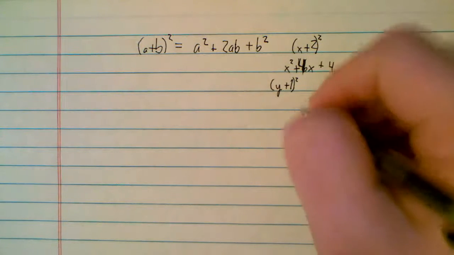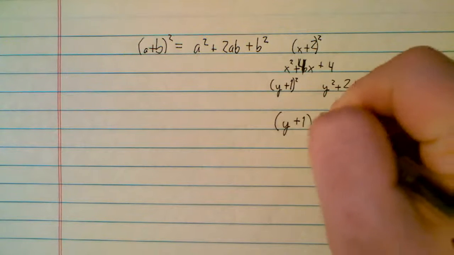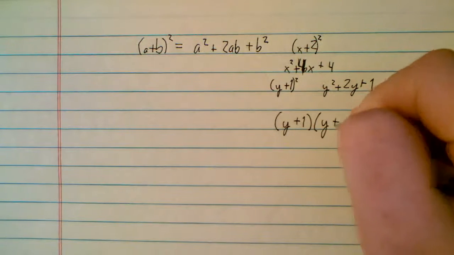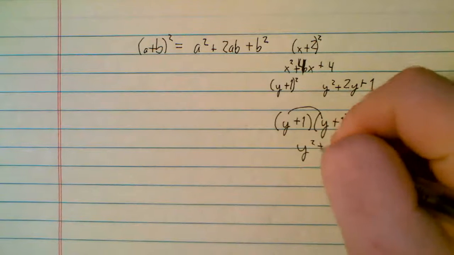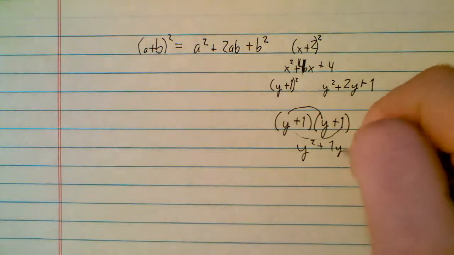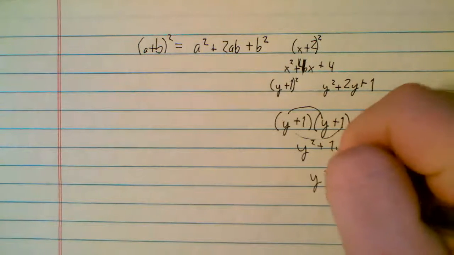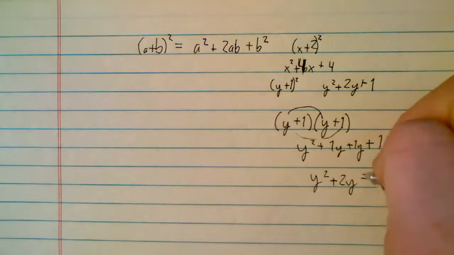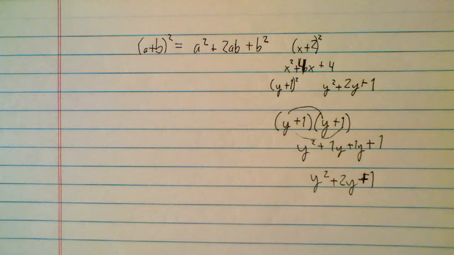So you don't have to actually break it down. I can show you breaking it down. Because basically what we're doing is saying y plus 1 times y plus 1. So you have y squared plus 1y plus 1y plus last, 1 times 1 is 1. So y squared plus 2y plus 1. And we get the same answer. So if you can do it in your head like that, it saves you a little bit of time using that method.